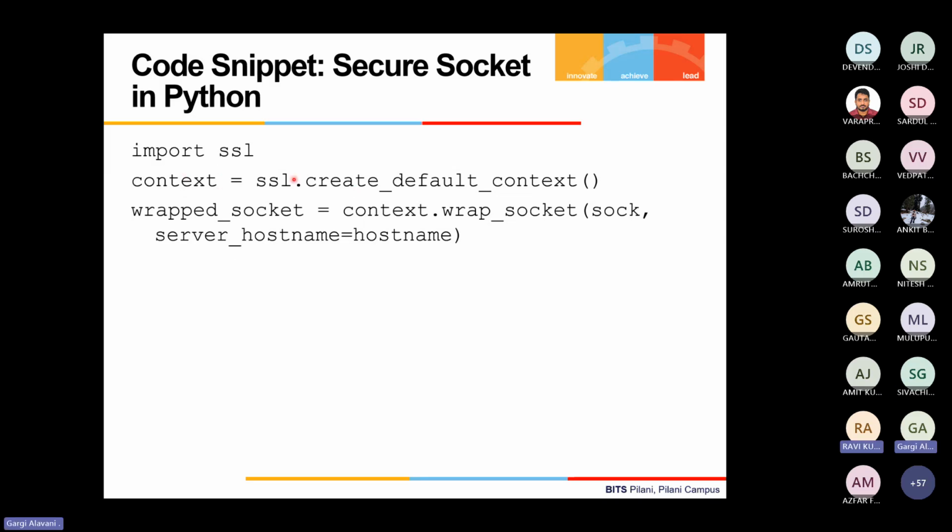So in the context, you have to mention what you'll need in this particular SSL. Like what should be the encryption policy, what should be the verification policy, encryption algorithms. If you need anything specific, those can be mentioned here, or you can go for a default context, which will have some default functionalities.